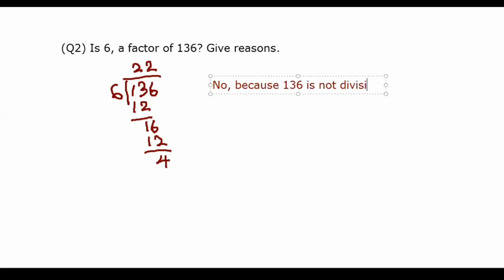Then write down the meaning of the word divisible too. Divisible is the single word we use for dividing without a remainder. If a number is divisible, we can divide it without a remainder, and that is known as divisible. Because 136 is not divisible by 6. 136 cannot be divided by 6 without a remainder. So 6 is not a factor of 136. Okay, many of you have written answers. Very good.